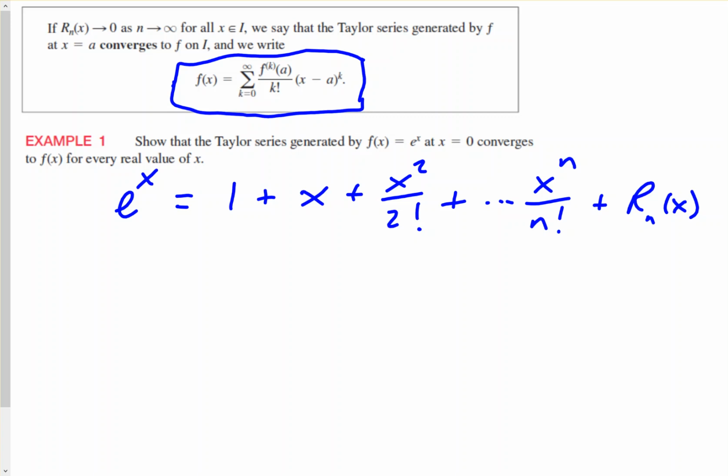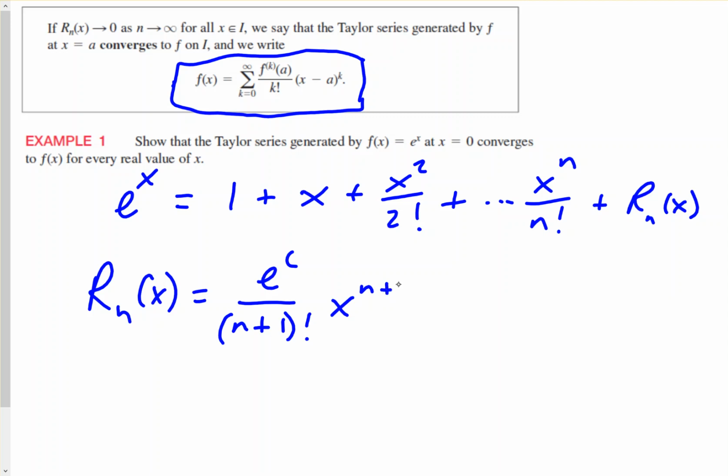And so now the remainder function, we're going to say that is equal to e to the c over n plus 1 factorial times x to the n plus 1, and c has to be between 0 and x.